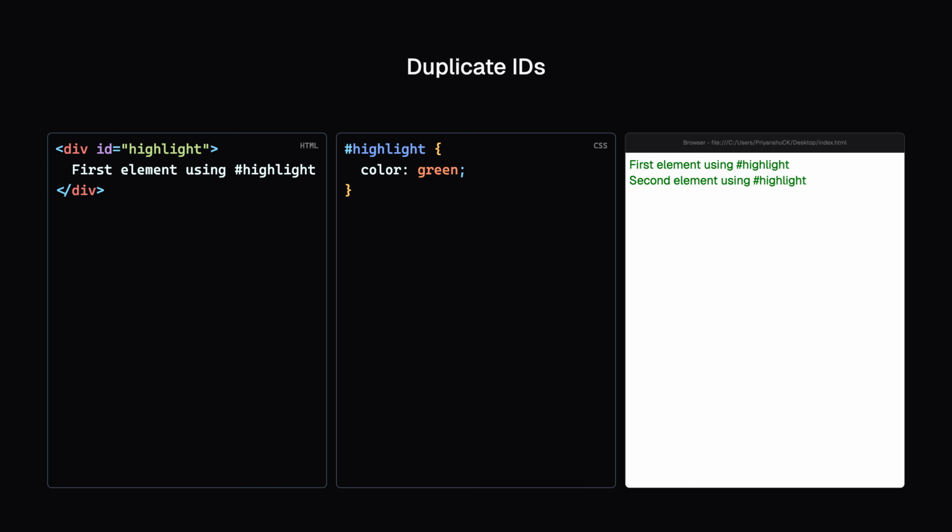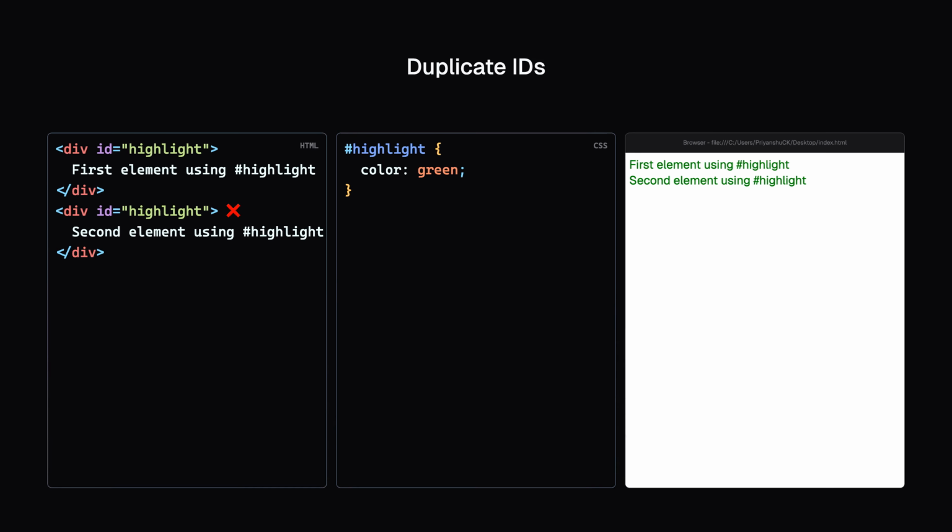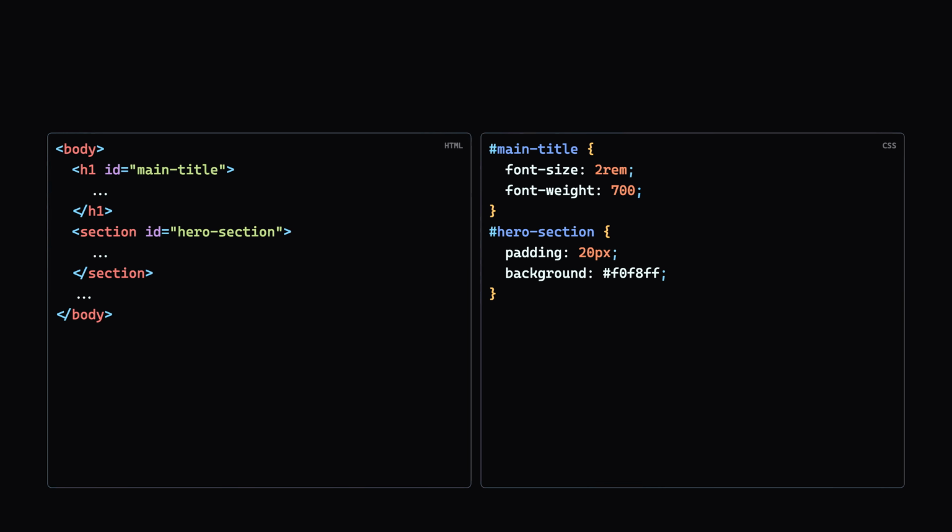What happens if you accidentally use the same ID twice? This breaks the one ID per page rule. Your CSS might still work and style both elements, but it's invalid HTML. Think of it like two people having the same passport number. Total chaos at the airport. The browser won't show an error, but other parts of your site might behave unpredictably. So always keep your IDs unique. One per page, no exceptions.